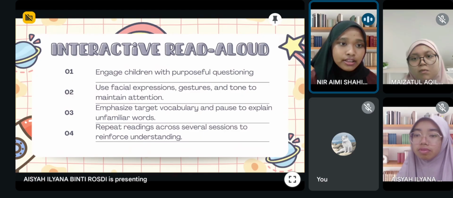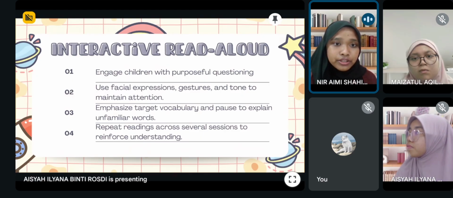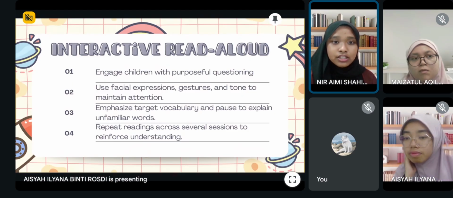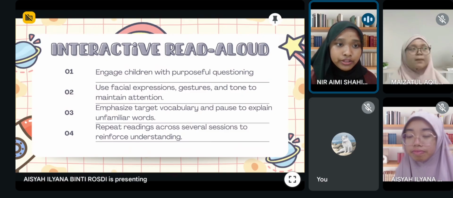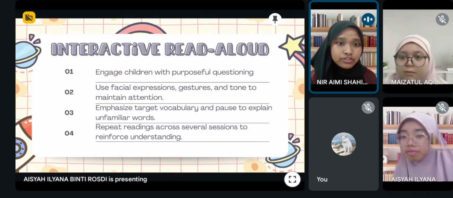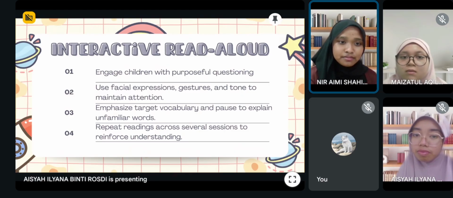Teachers also highlight new vocabulary, explain unfamiliar words, and model proper pronunciation and grammar, all within the flow of the story. Children are more likely to remember and understand words they hear in a story they enjoy, especially when those words are supported by pictures and actions. Next slide.